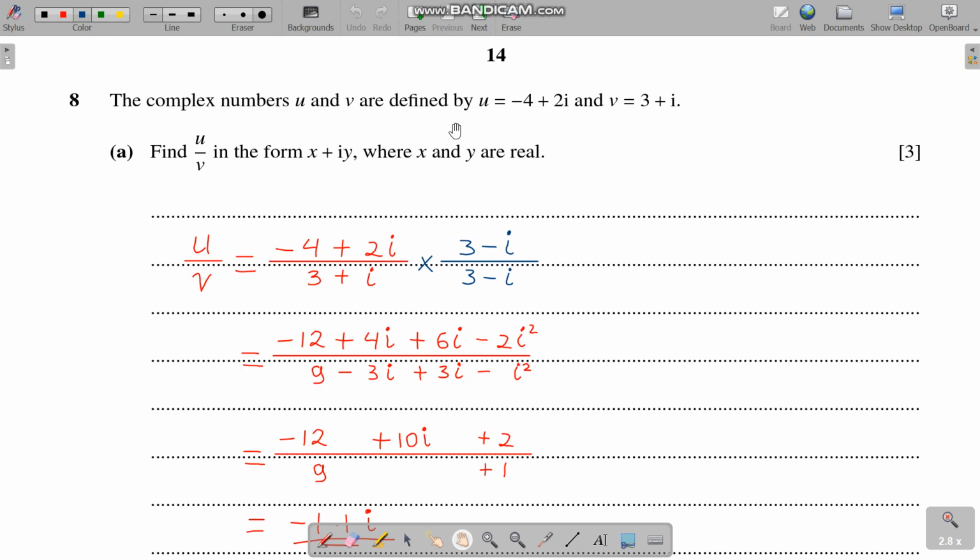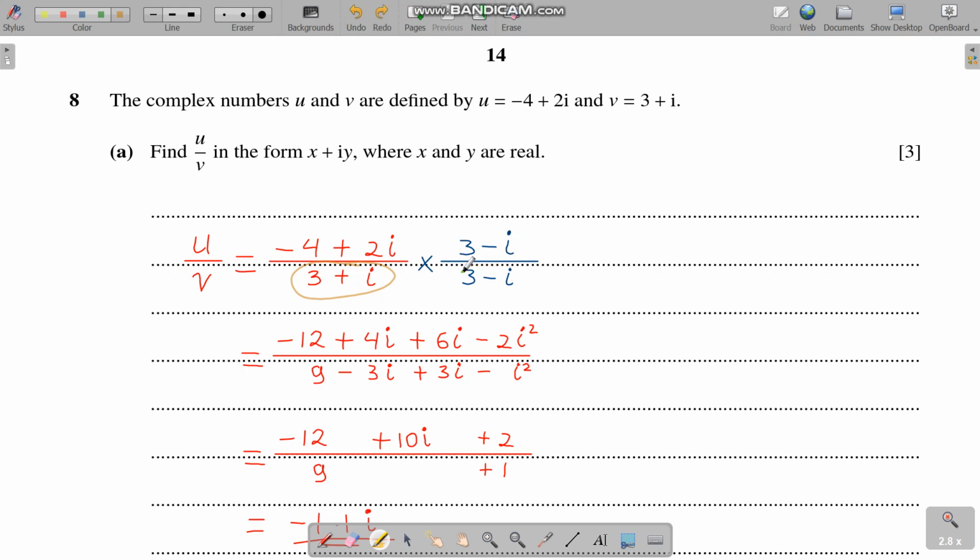Complex numbers u and v are defined by u = -4 + 2i and v = 3 + i. Find u over v. So u over v is (-4 + 2i) over (3 + i). We have to multiply both parts by the complex conjugate of the denominator. So look at the denominator. We have 3 + i, the conjugate is 3 - i.